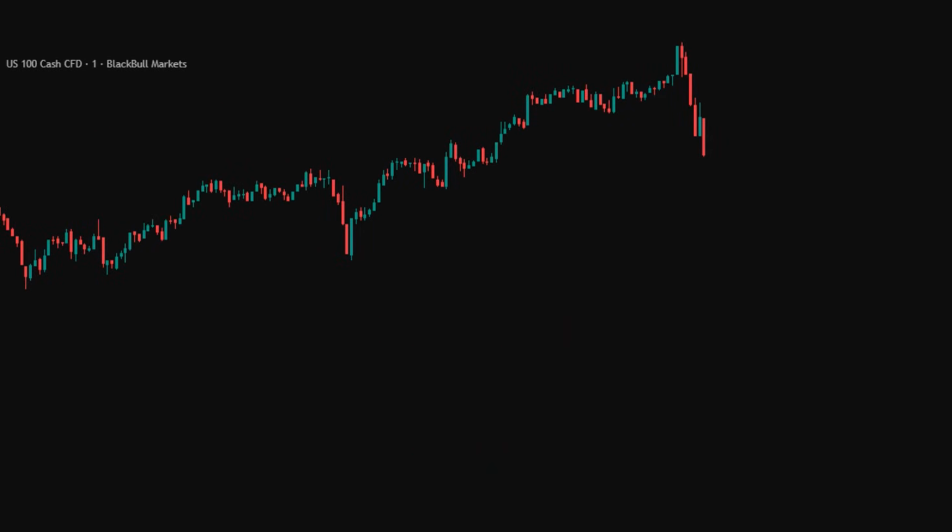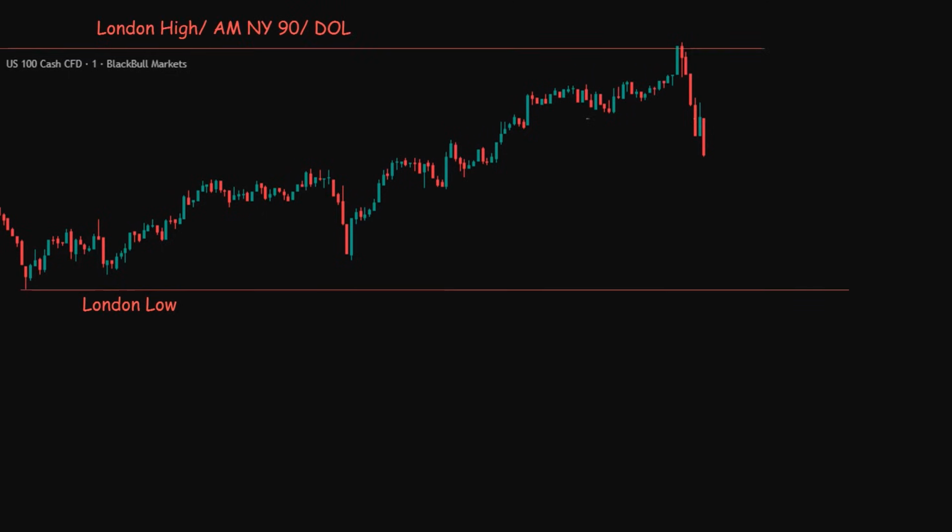Alright guys, the trade we're reviewing now is from December 3rd, on the 1-minute chart. As you know, the London session high and low during the Asia session are very important. I've clearly marked them on my chart, and I use them for both entries and targets.